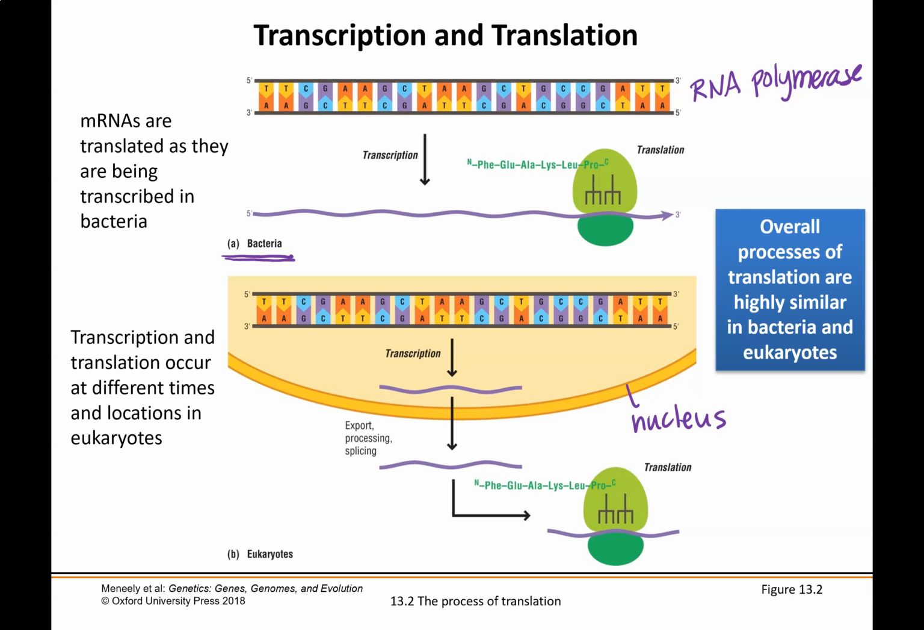Other than that, the overall process of translation is very, very similar in bacteria and eukaryotes. There are some slight differences in ribosomal structure in the sense that the proteins and the RNA are slightly different, but overall the ribosomes still function in essentially the exact same way. Now, this is really important, and we'll talk about this in a few minutes because it relates to the universal genetic code, the idea that all organisms use the same code and the same process for gene expression.